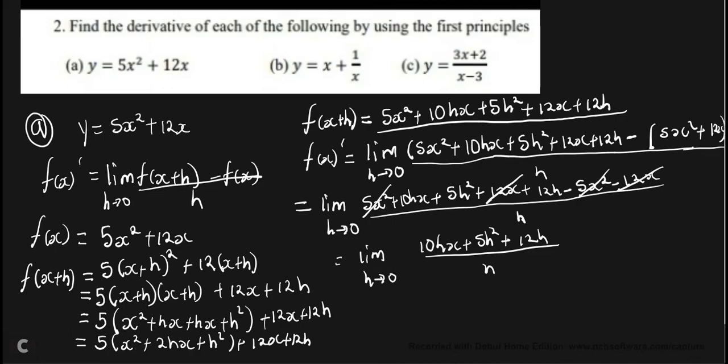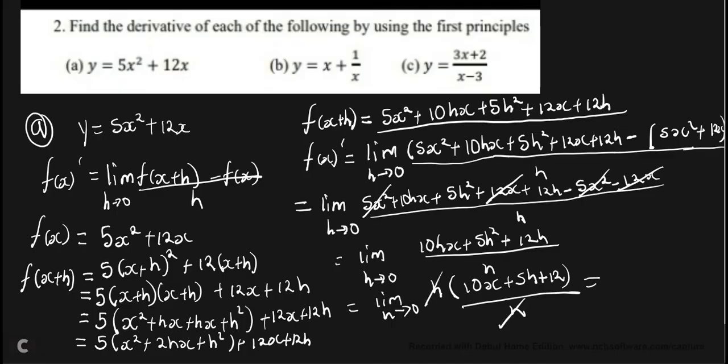Then what is the next thing? The next thing that you do is you factorize the h on top. Why do I factorize the h? Because it's common. So let's factorize the h. You remain with 10x plus 5h plus 4, over h. Then this h and this h will cancel.